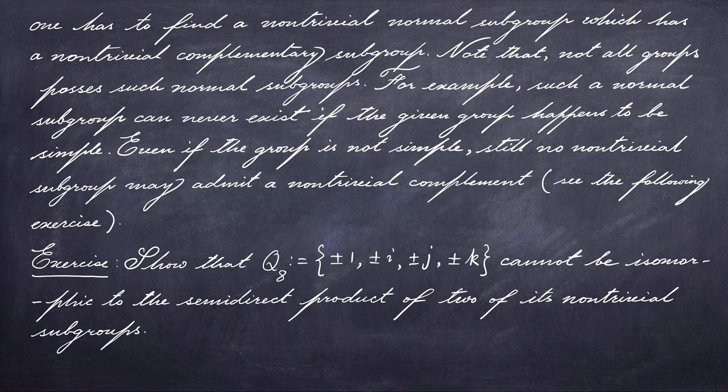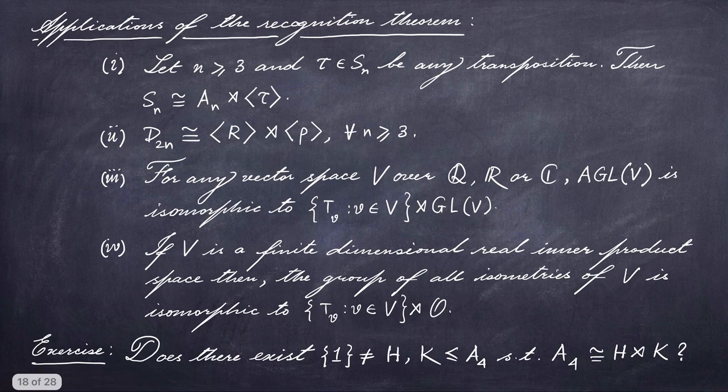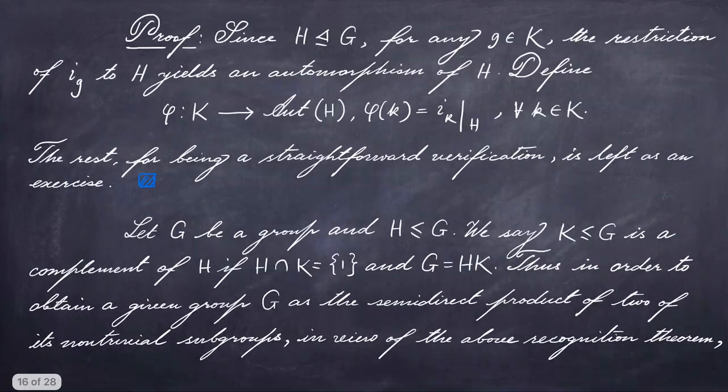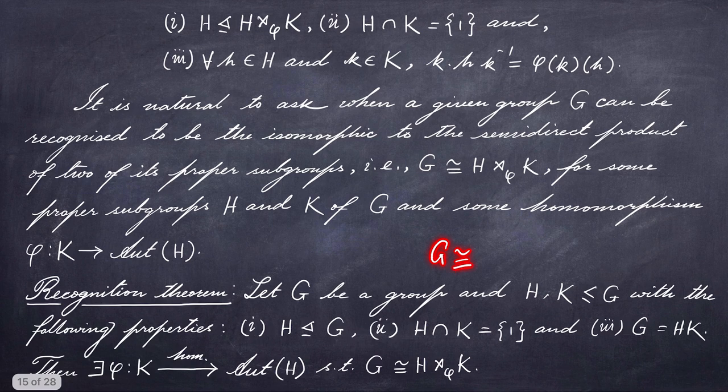See the following exercise. This is the group of quaternions. I leave this to you to prove that this cannot be written as the semi-direct product of two of its non-trivial subgroups. Remember that for any group G, of course, you can write G as G semi-direct product the trivial subgroup, but this trivial decomposition is always there. So from now on, for our purpose, we will only look for when H and K both will be proper.